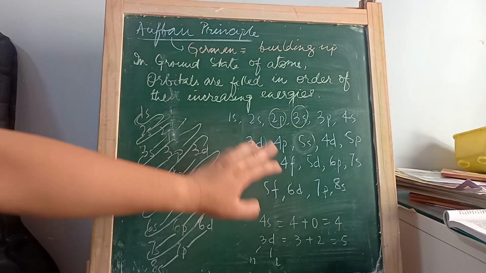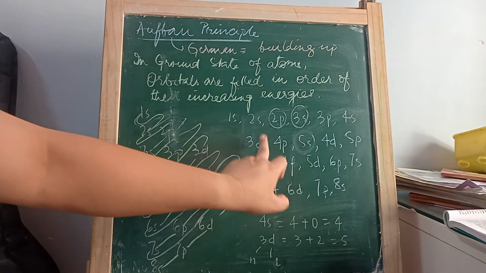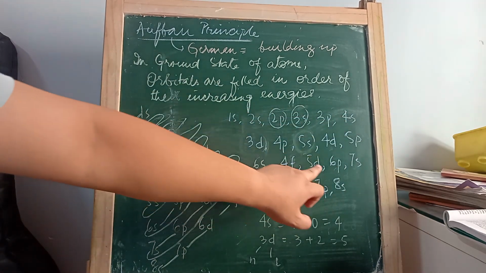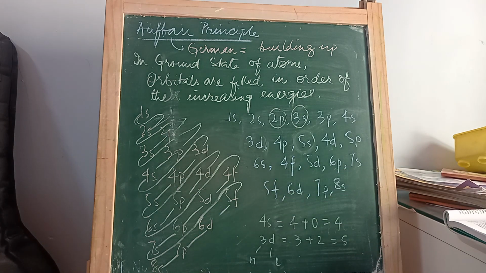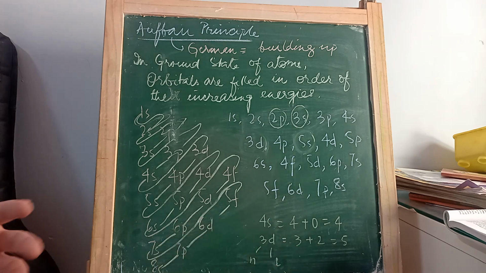So these are the first 20 orbitals that need to be filled up. Then others will come up as per the number of electrons that are available in that atom.